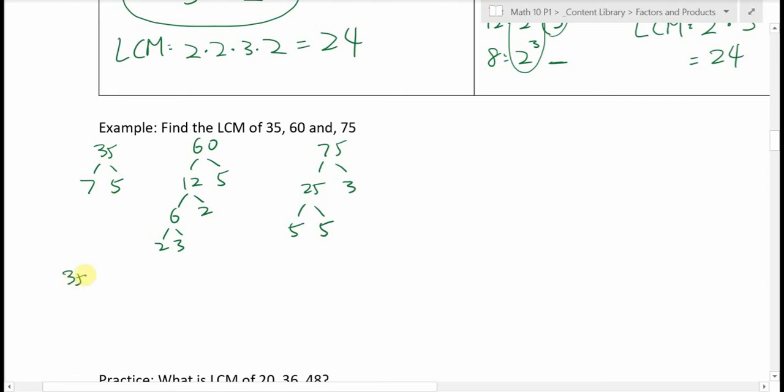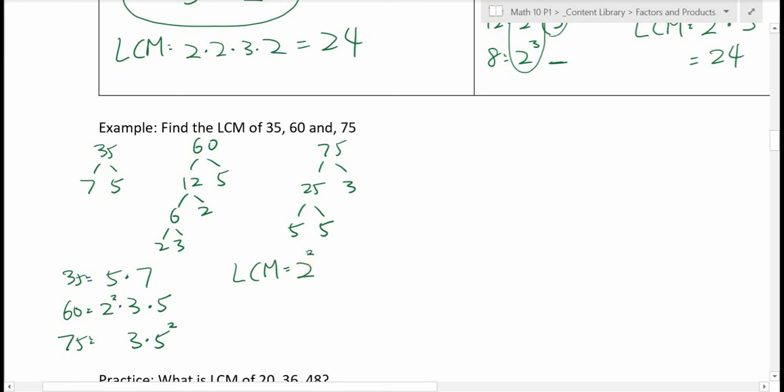Okay, so if I rewrite them as a product, 35 is 5 times 7, 60 is 2 squared times 3 times 5, and 75 is going to be 3 times 5 squared. So again, for LCM, you have to make sure you include every single factor, and you take the biggest exponent out of those.